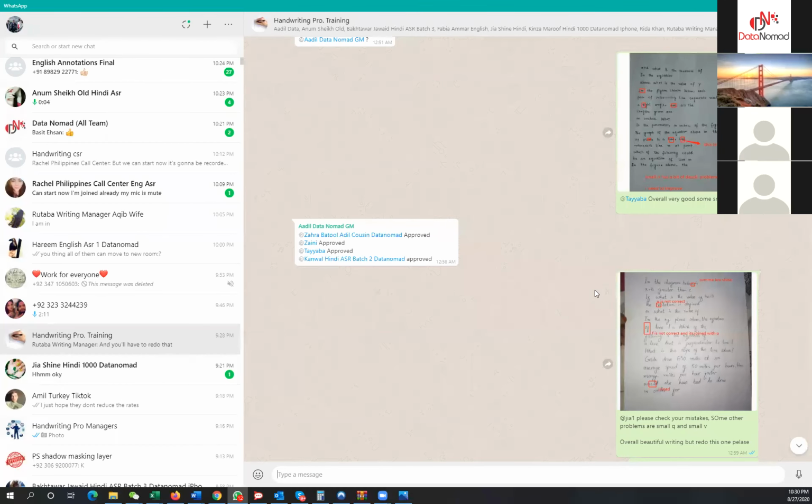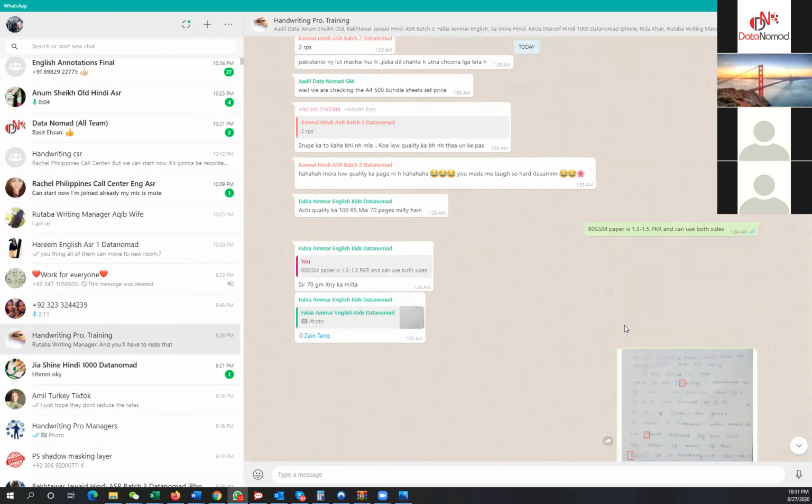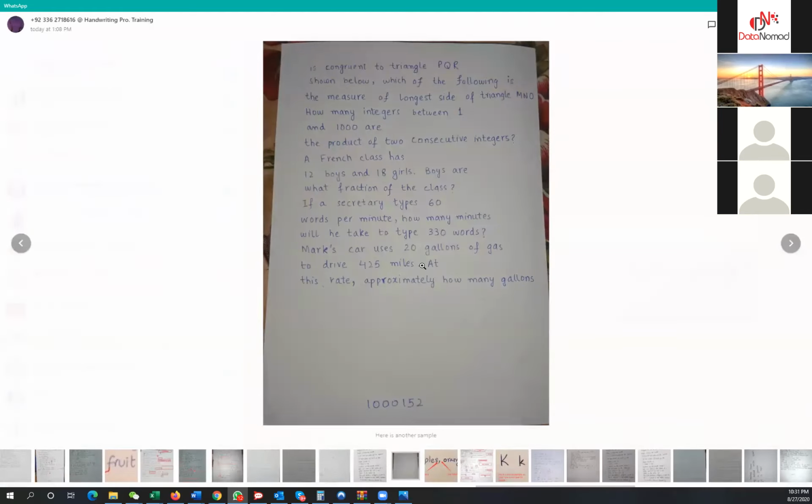Okay, so these are the basic things which you guys have to keep in mind. And the last most important thing is that when you copy, you should write down the page number at the bottom as well. Yeah, so that's it, guys. That's all there is that you need to know.